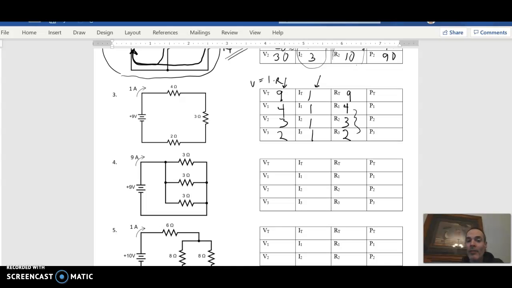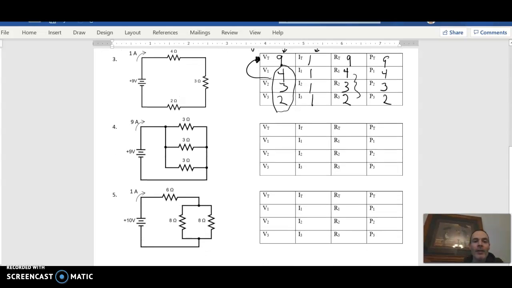A way to check my answer is that all these voltages right here have to add up to be the initial voltage. Whatever the resistors lose, the battery gets. And then power again is I times V. So 9 times 1, or 4 times 1, 3 times 1, 2 times 1.